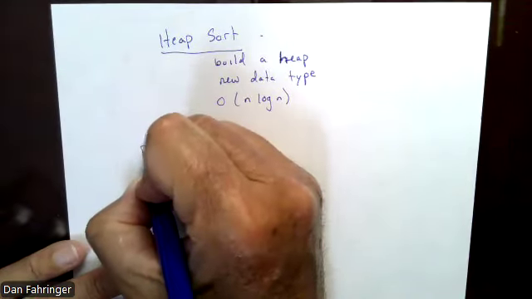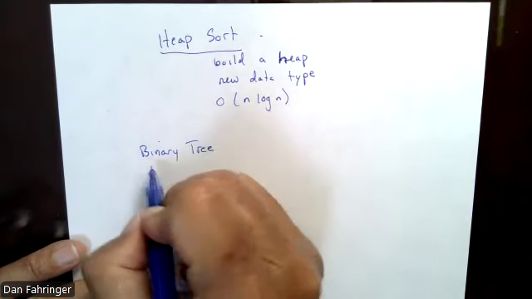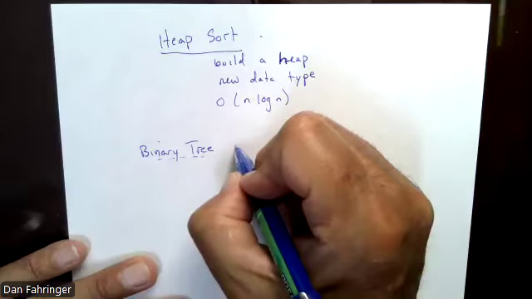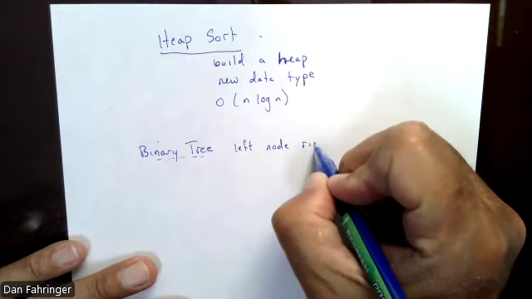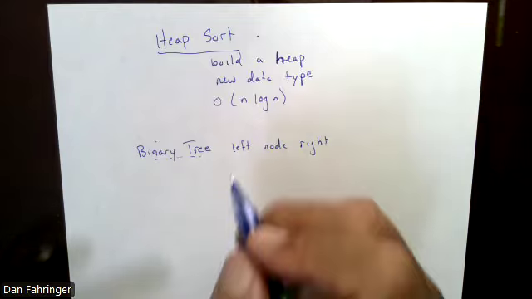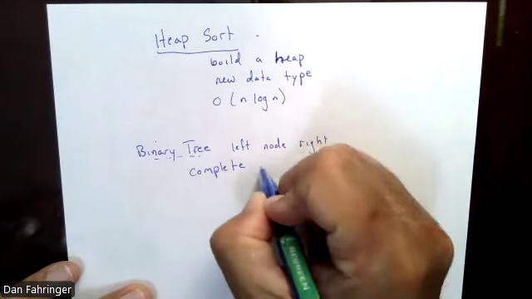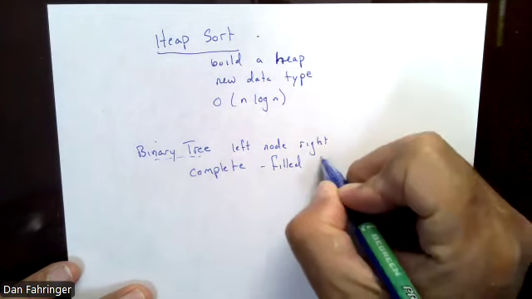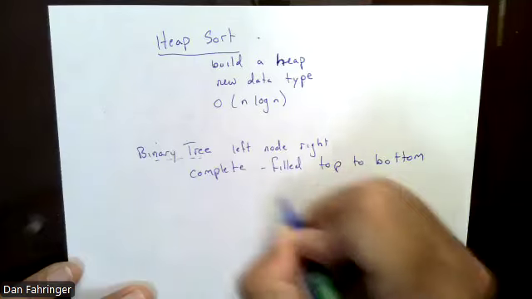Well, we need to work with a binary tree. And we remember a binary tree has a left, a node, and a right concept. Okay. There's two choices, left or right, binary, 0 or 1. Let's see, the binary tree has to be complete. And we did a definition of complete the other day, and that was filled top to bottom, left to right.